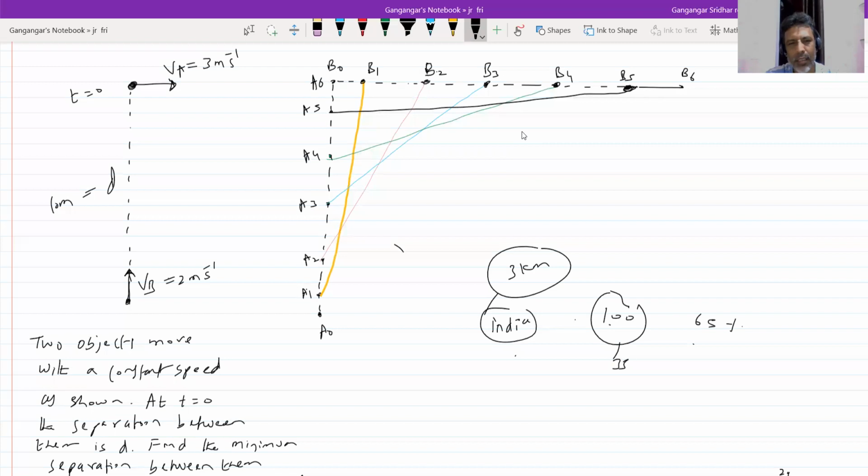What is the doubt here? The distance A1, B1. A1 will move vertically, B will move horizontally. That's all, no? And the line joining them is the separation between them.